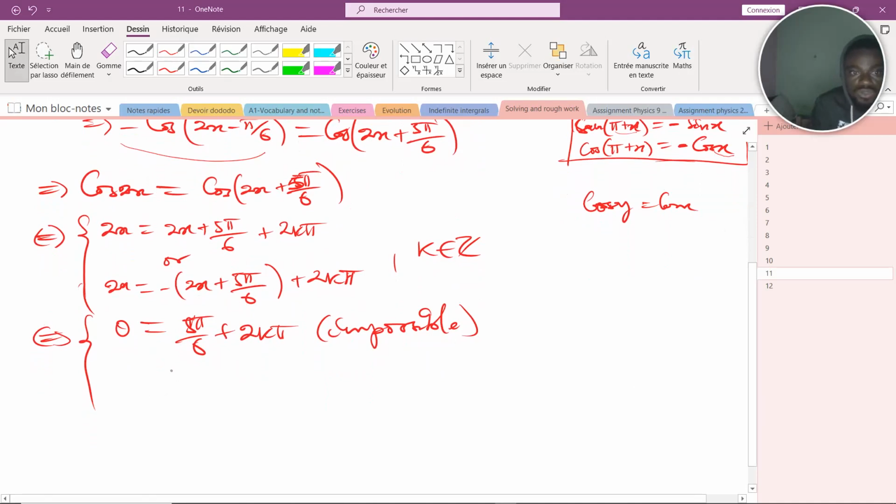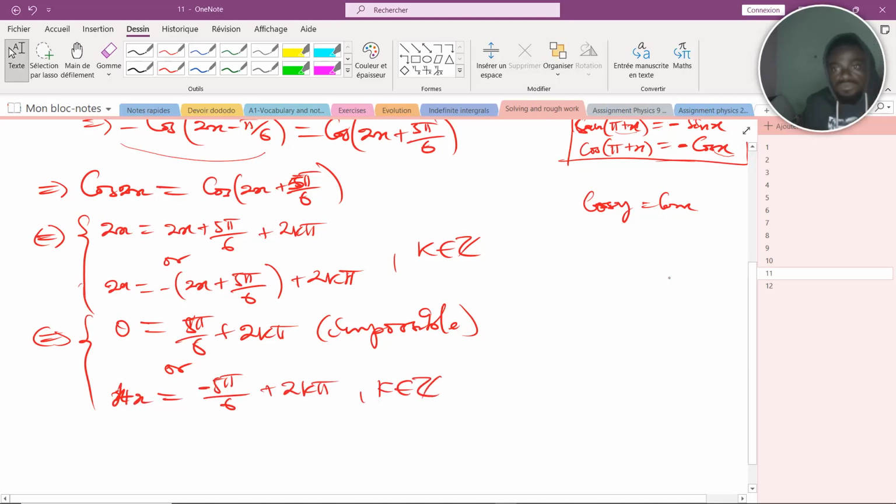So the next one, look at something, there is a minus here. When this comes like this, I will have 4x being equals to minus 5 pi on 6 plus 2k pi with k belonging to the set of integers. You get what I'm saying?